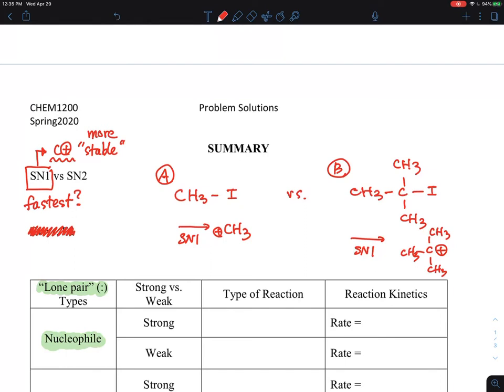So which is the more stable carbocation? The tertiary carbocation, am I right? So therefore, this is more stable. So therefore, which is the fastest? The answer is B.